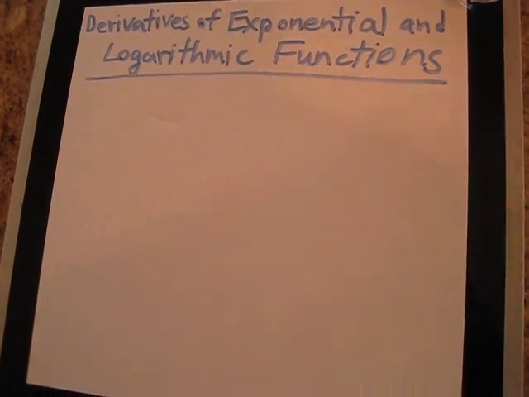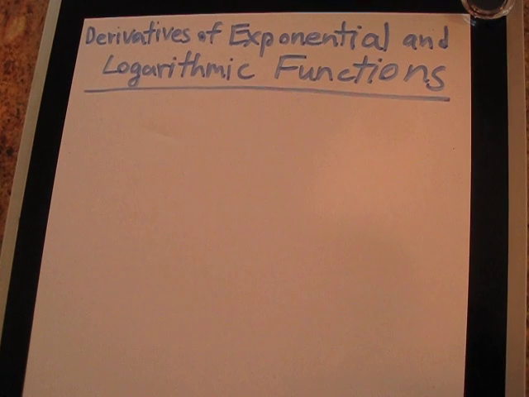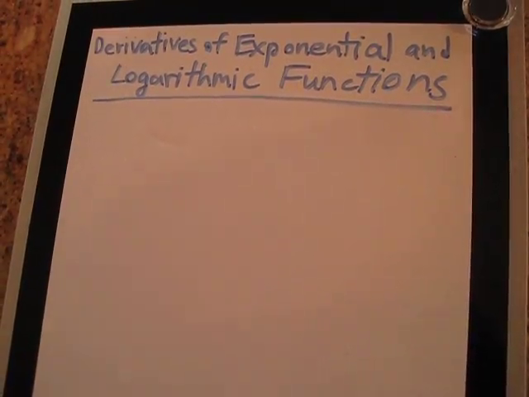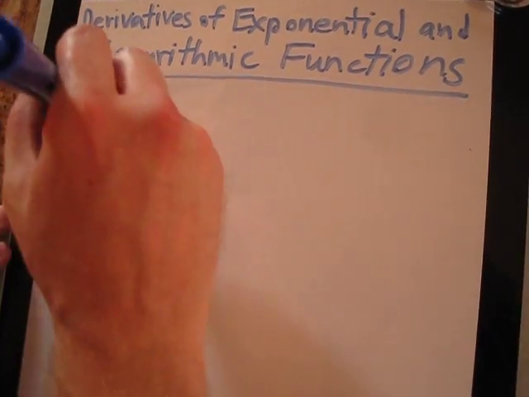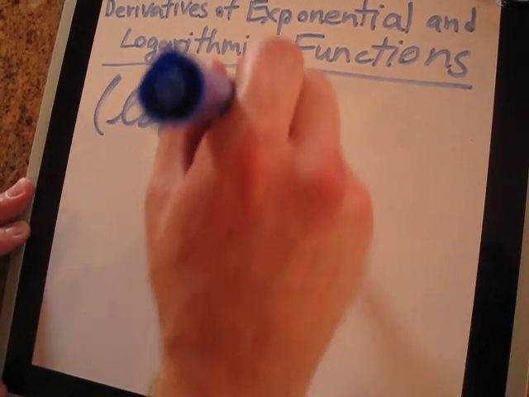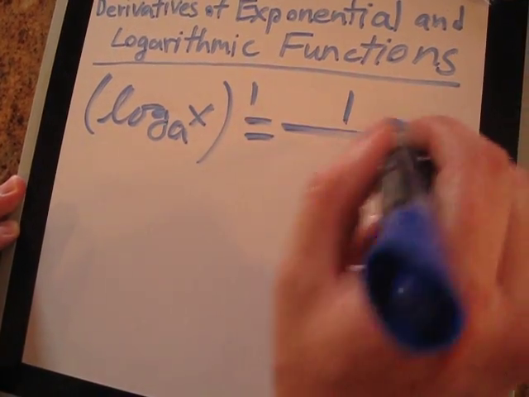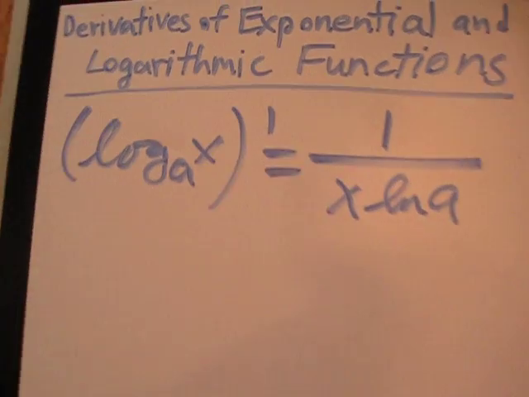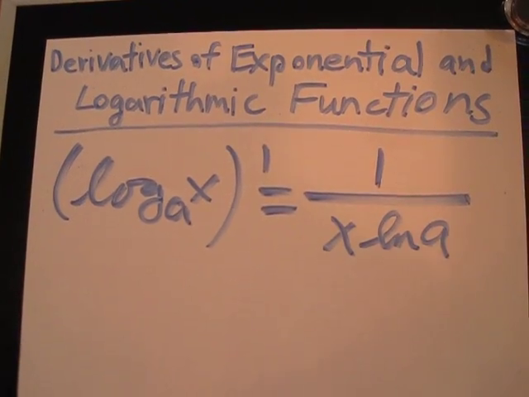Differentiating logarithmic functions is pretty simple as well. All you must do is multiply the inverse of the base's natural logarithm by 1 over x. In other words, the derivative of log base a of x is equal to 1 over x times the natural logarithm of a. That is how you take the derivative of a logarithmic function.